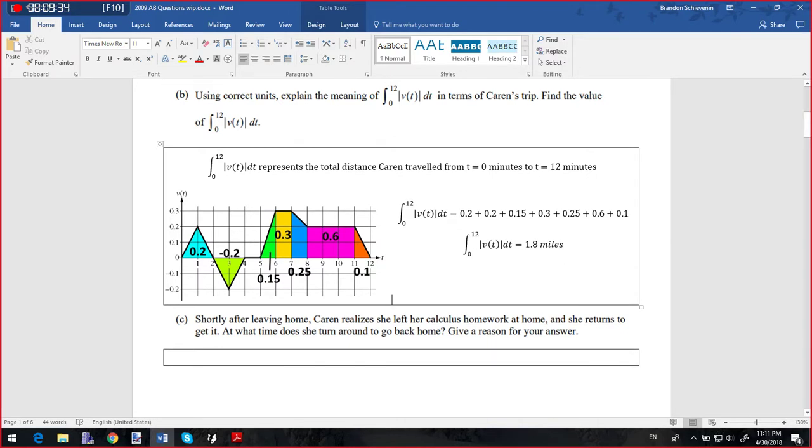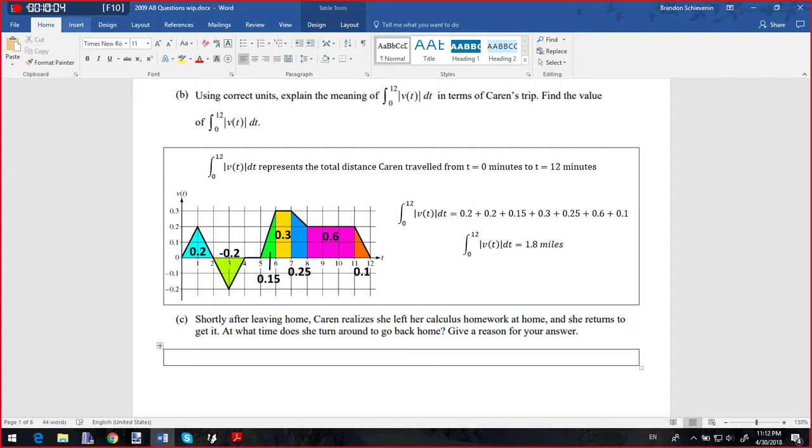Okay. So then shortly after leaving home, she realizes that she left her calculus homework at home and she returns to get it. So I want to know what time she turned around to go back home. So if this is her velocity, whenever this graph is positive, so for all of this blue section here, the graph of velocity is positive because the y value is positive. And then for that yellow section, the y value turns negative, so she changed direction at t equals 2.